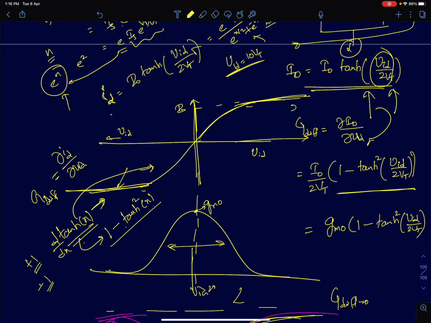Now I naught by 2Vt, if you see this term, that's your transconductance when VID is 0. If I apply 0 VID, the current will split equally between the two transistors. The collector currents will be very close to I naught by 2. So it will be ICQ upon Vt, which will be I naught by 2Vt. That's your GM for 0 applied differential voltage, so I'm calling that term GM naught. This is the GM which we normally use in our small signal differential gain expressions. So now the GM becomes GM naught times 1 minus tan hyperbolic square VID by 2Vt.